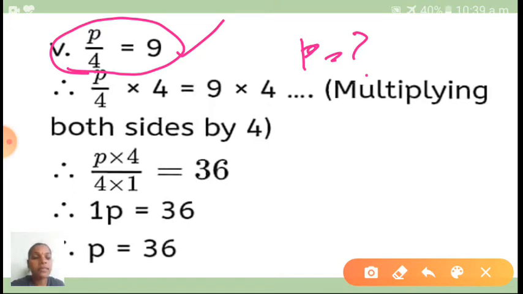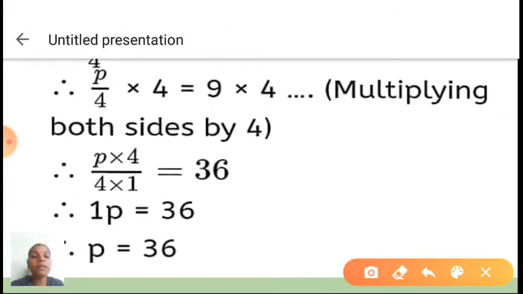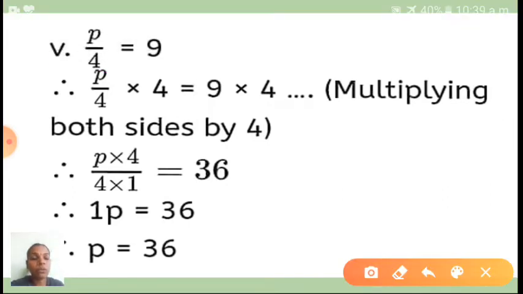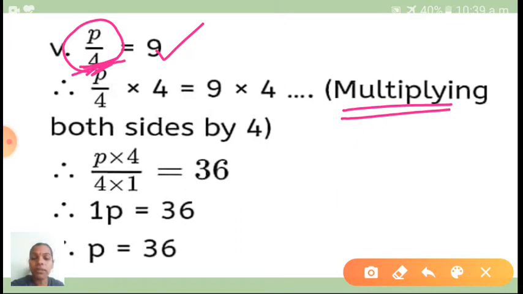See here the question, division is there, P upon 4. So we have to find the value of P. Here this 4 we have to remove. Since division is there in your question, on both sides we have to multiply by 4. If division is there in the question, then what we have to do? Yes, both sides we have to multiply.